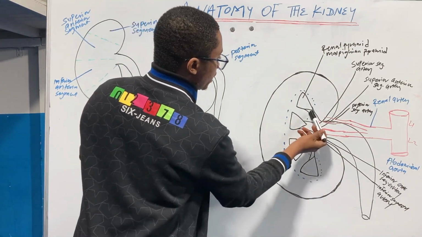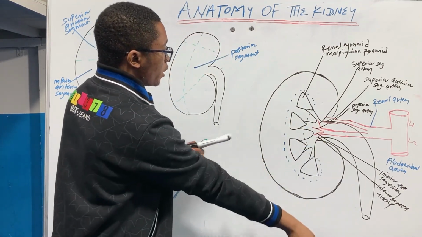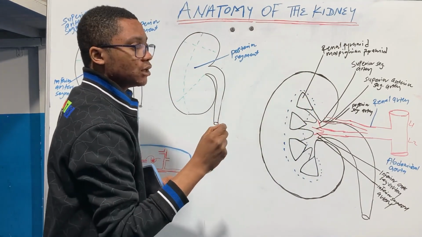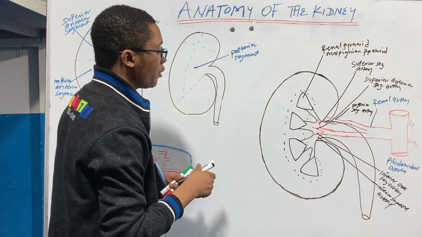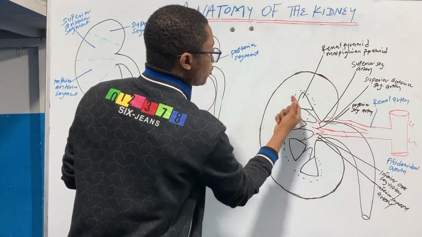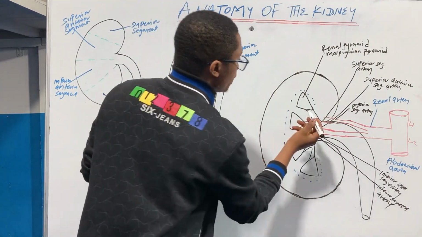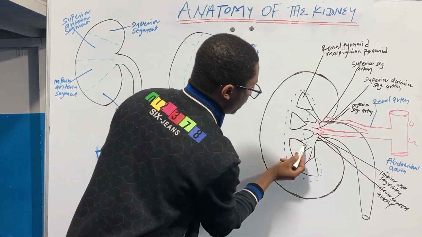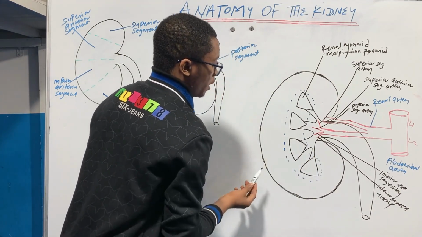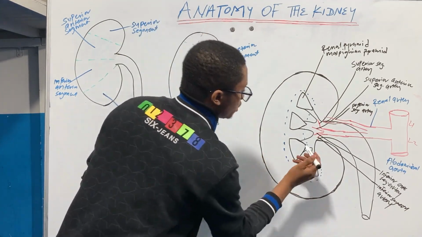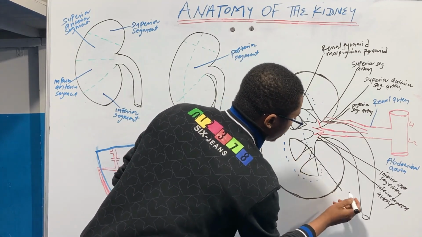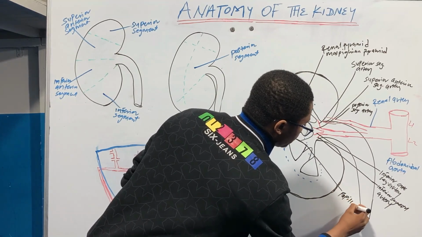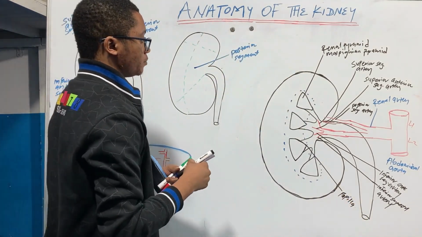So this is the minor calyx. I will label that later on. The apex of this renal pyramid has an opening called the papillary duct. The apex of the renal pyramid is called the papilla. So here is the papilla. I'm going to label it in this direction. The apex is called the papilla, while the base is directed towards the cortex. So here is the apex of the renal pyramid, which is called the papilla of the renal pyramid.